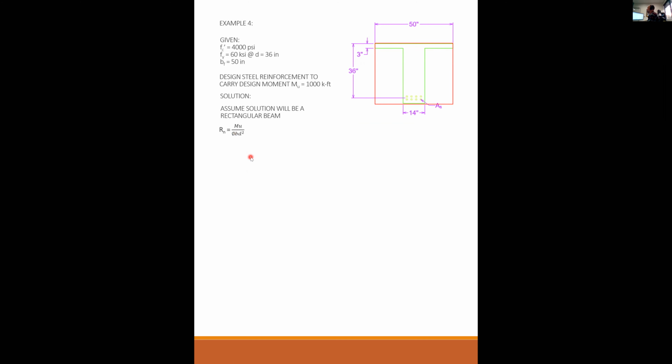So Mu over phi b d squared is 1,000 kip-feet times 12 inches per foot over phi. b is my 50 inches. My d is 36 inches. That gives me 206 psi. From my table, I have 0.0036 is required. So As required is rho b d, 0.0036 times 50 times 36, is 6.48 square inches. So far, everything is tracking exactly as if it was a rectangular beam.